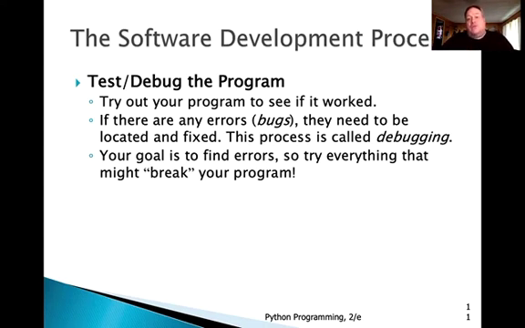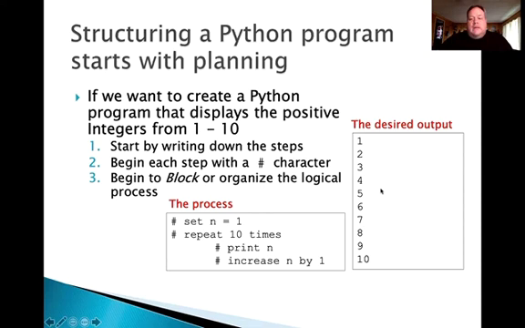And maybe the user typing in certain values needs to be prompted. These are supposed to be integers between 0 and 100, or whatever numbers that your program specifications clarify need to be used. So let's say I want to write a program that displays all positive integers from 1 to 10. So I'm going to start by writing down the steps, and I'm going to begin each step with, call it a hashtag, a pound sign.